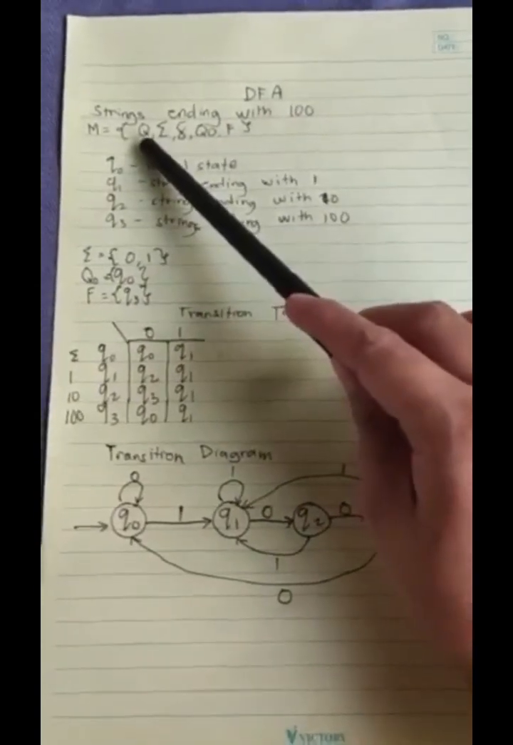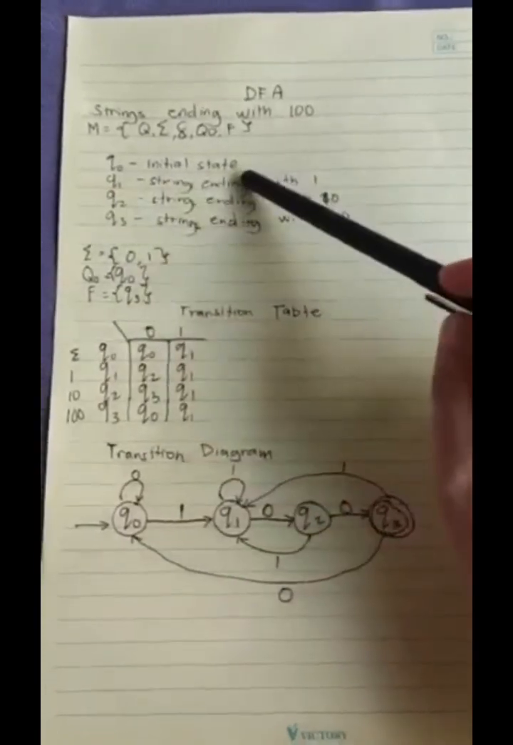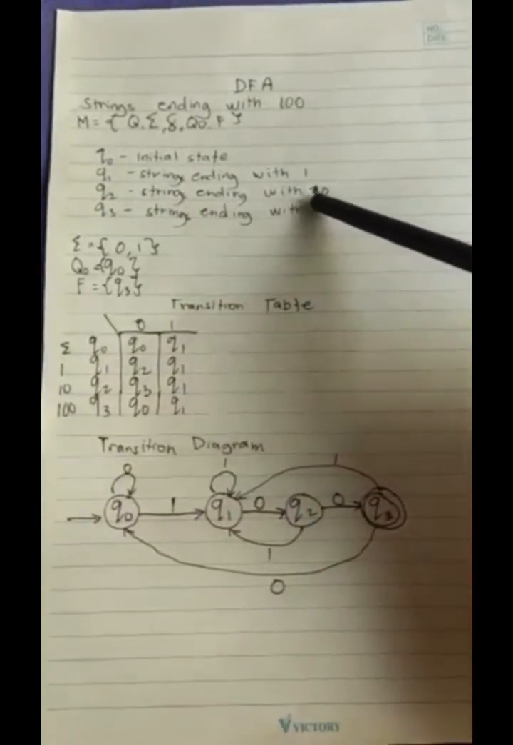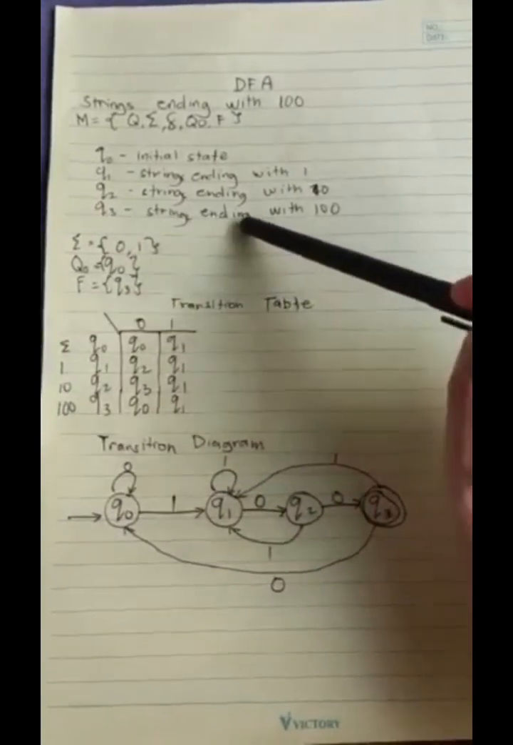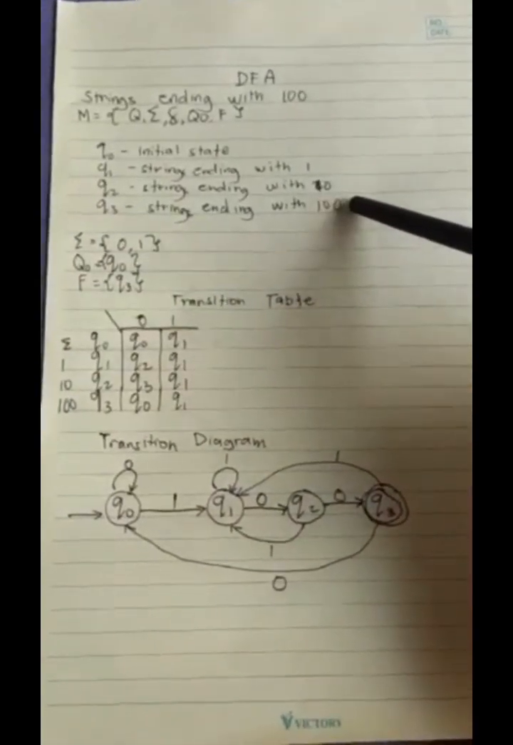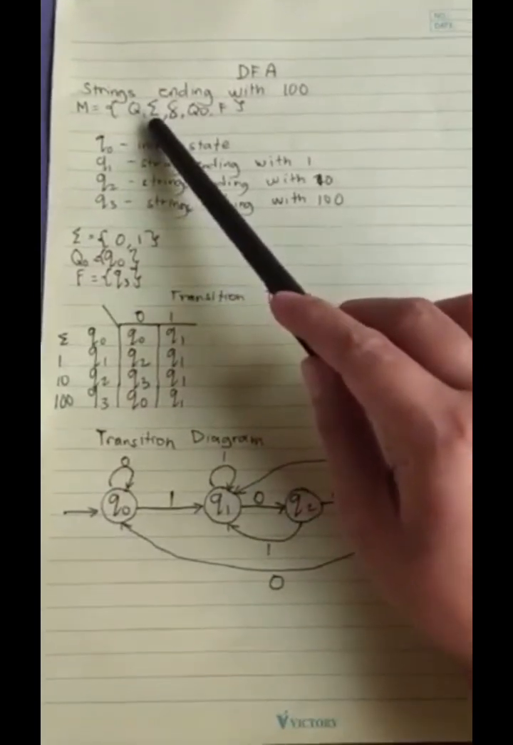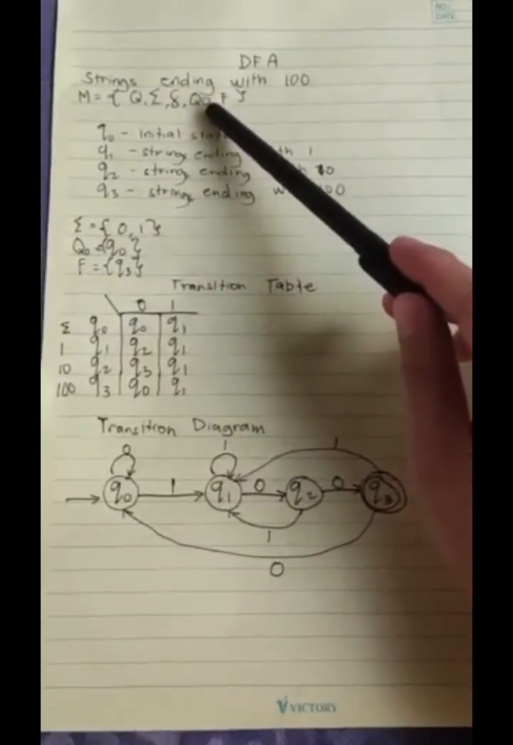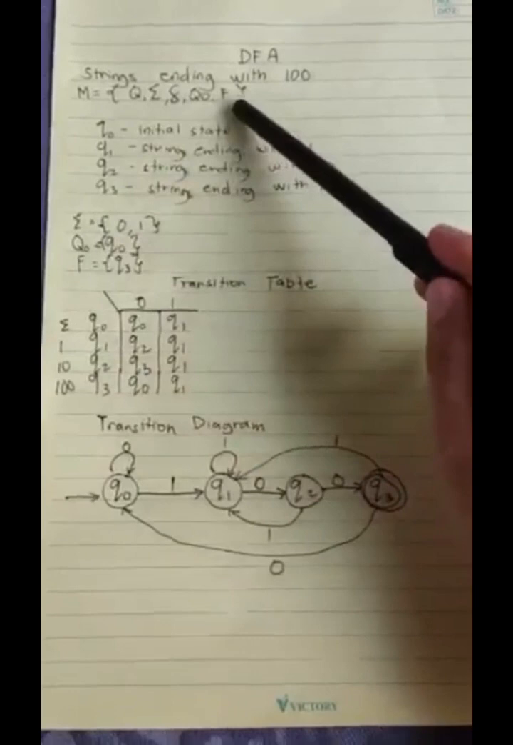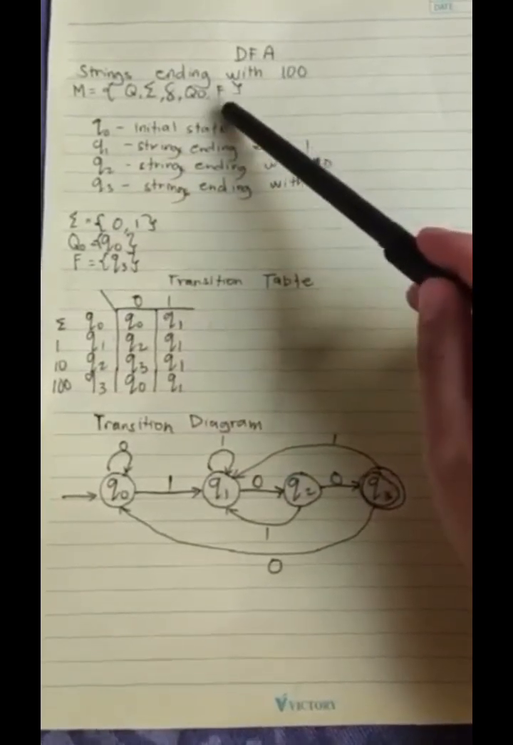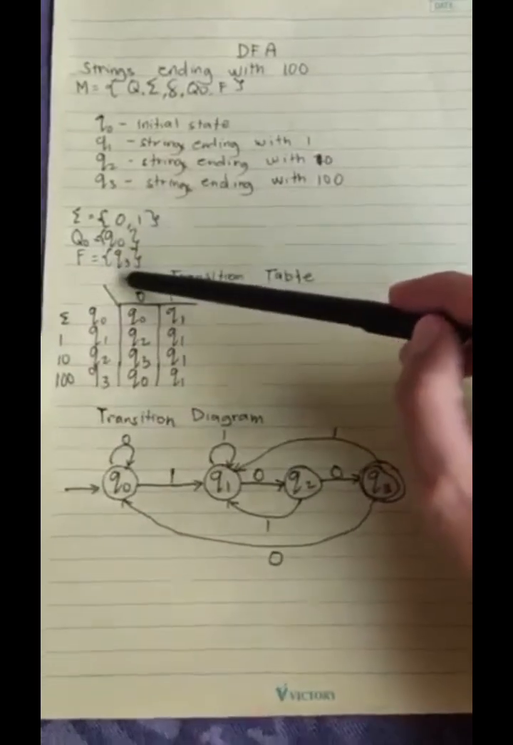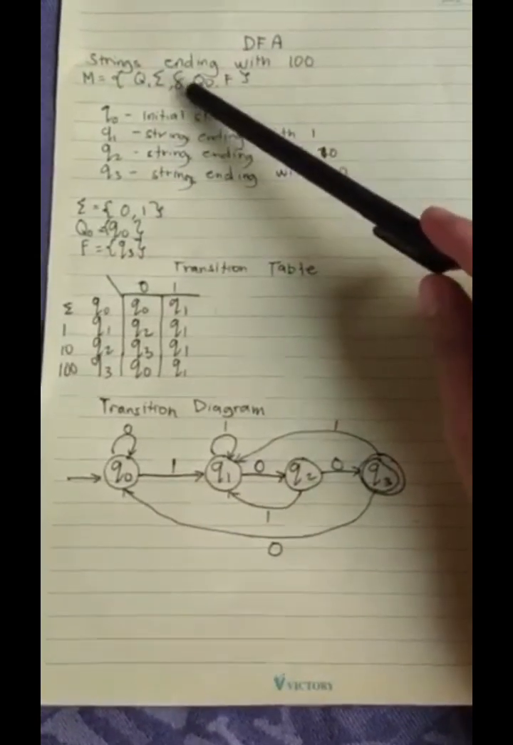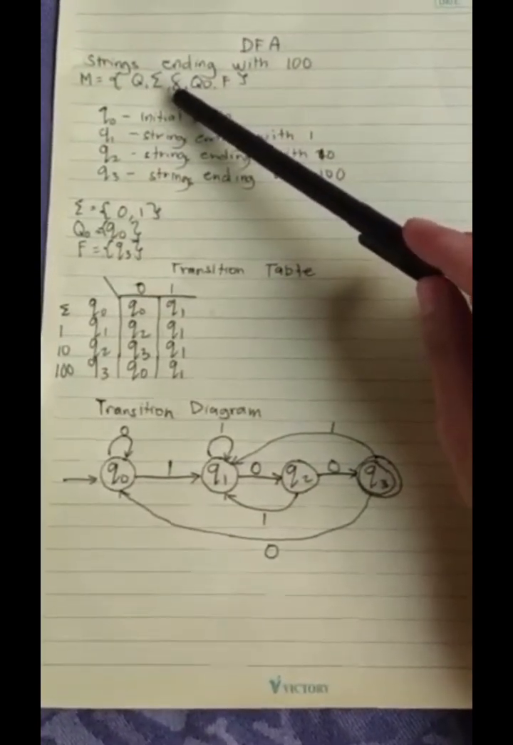So we should get our Q. Q0 is the initial state. Q1 is strings ending with 1. Q2 is strings ending with 10. Q3 is strings ending with 100. For our sigma, we need to call the alphabet, so we put 0, 1. Our Q0 will be Q0, and F is the final state, which consists of Q3.